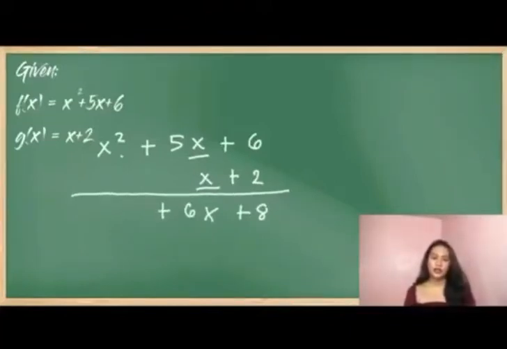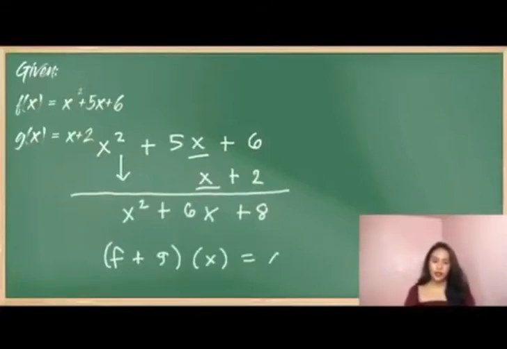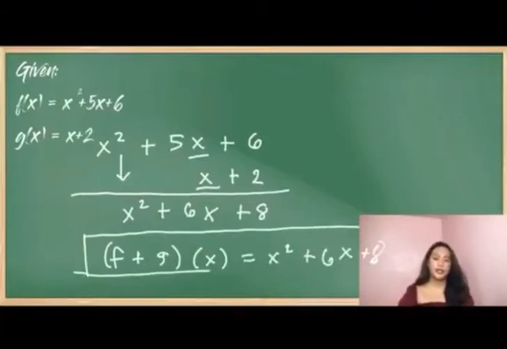Next is the x squared. Since there are no terms that are the same as x squared, we just have to copy it. That will lead us to the final answer, which is (f + g)(x) = x squared + 6x + 8. As easy as that.